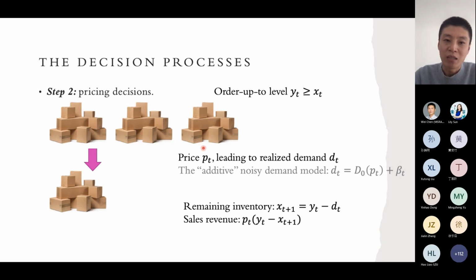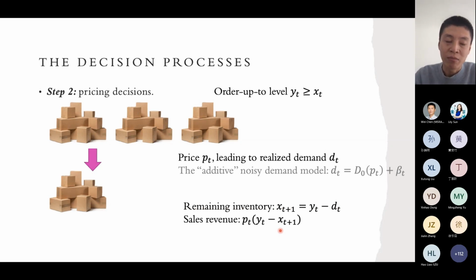Okay, so after making this price pt, the remaining inventory would be xt plus 1, that is the current inventory level yt minus the realized demand dt. And also the sales revenue would be the amount of demand times the price we sell at. I would also like to emphasize that the remaining inventory might be a negative number, meaning that the demand just overwhelms the current inventory level. In this case, we can still sell the whole amount of realized demand, but the demand beyond the current inventory level will be handled in a backlogging way, and that would involve more cost, which will show up in the next slide.